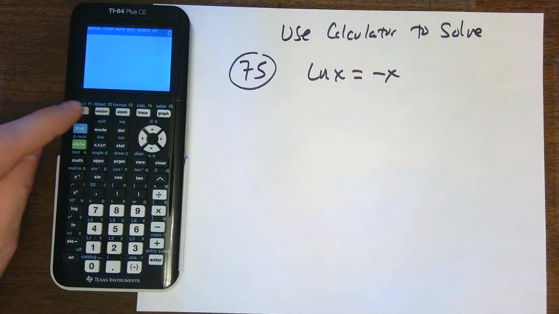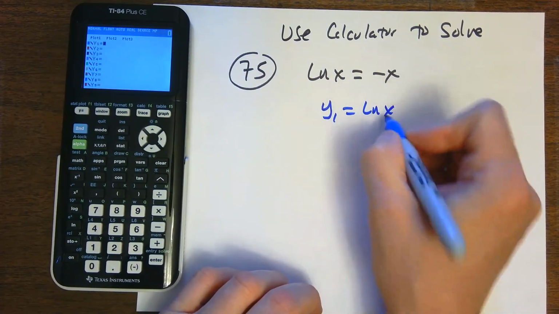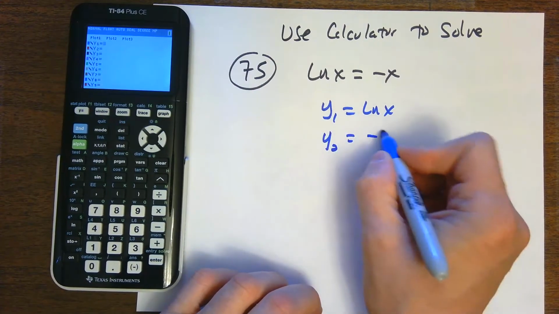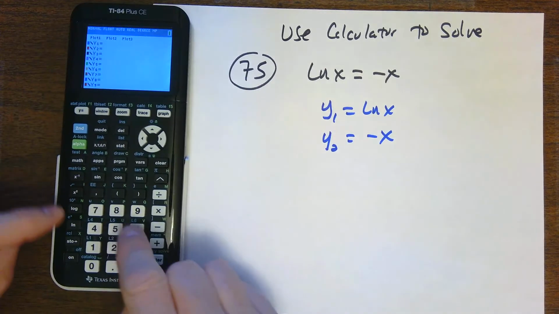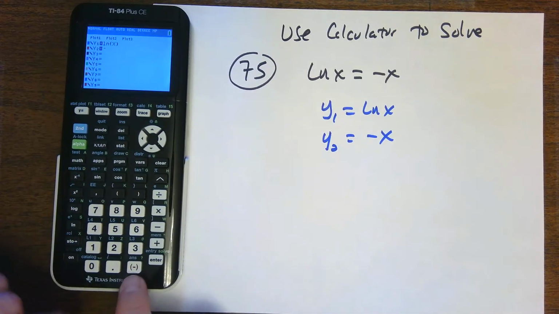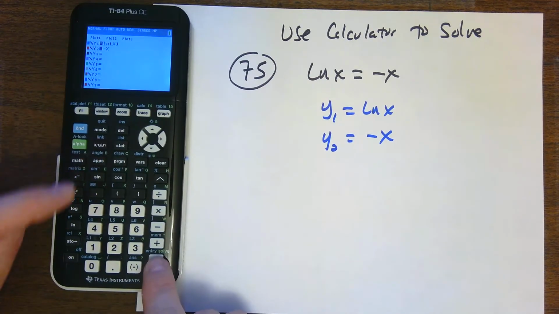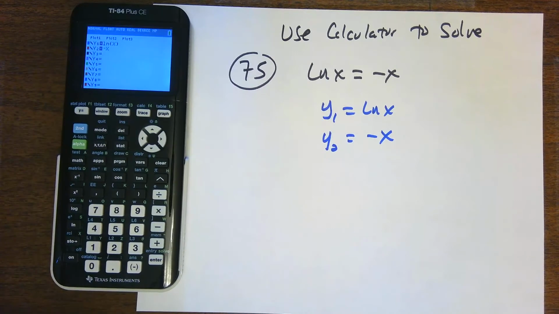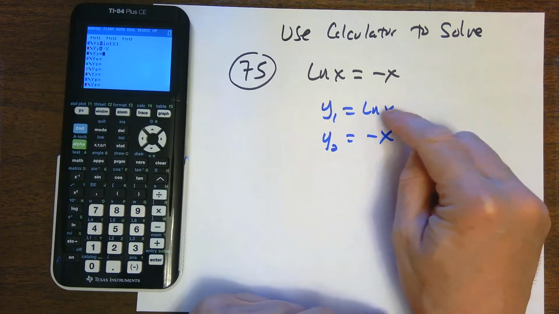Here's how I'm going to do it. I'm going to go to my y equals, and in y1, I'm going to put in the natural log of x, and in y2, I'm going to put in -x. So y1 is natural log of x, and in y2, negative, remember to use the negative button down here, not the minus operation, -x, and I'm going to graph both of them. And I want to see graphically, where does the natural log of x equal -x?